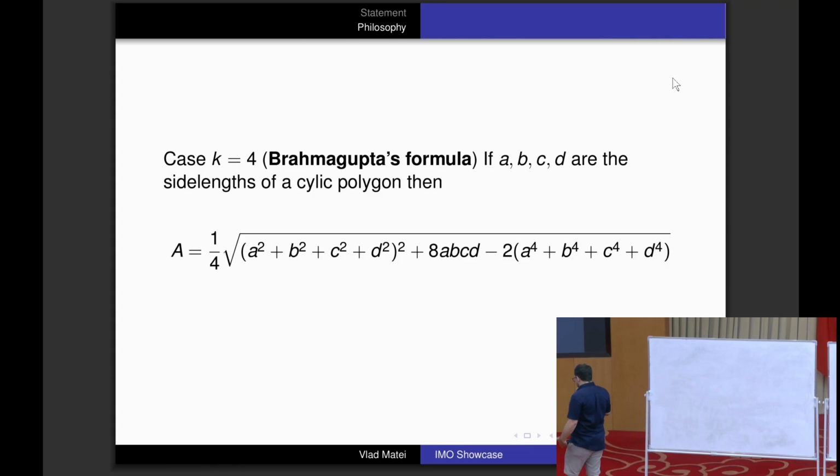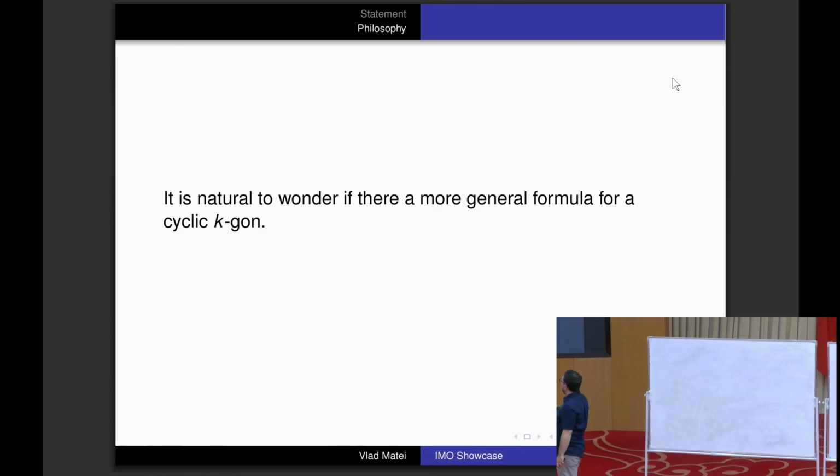This is the way I start to think about this because I'm doing research. When you start with a problem like this, you'd say, okay, I have a formula for 3, I have a formula for 4, maybe there's something general going on. You wouldn't do this in a contest, you probably wouldn't start here, but it's one of these problems that makes you wonder whether there is a more general formula. So it's natural to wonder if there's a more general formula for any cyclic k-gon.